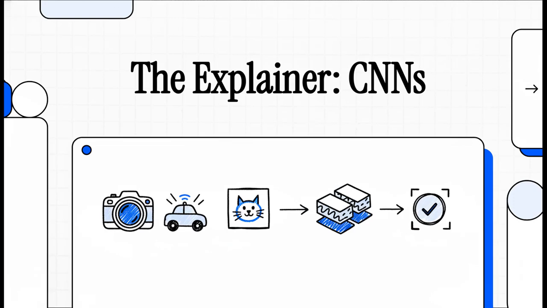Welcome to the Explainer. You know how your phone can recognize your face or how a self-driving car sees the road? Well, the magic behind it is something called a convolutional neural network, or CNN. Today, we're going to break down exactly how they taught computers to see.